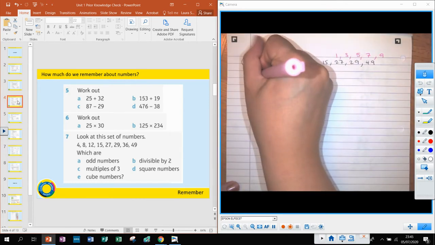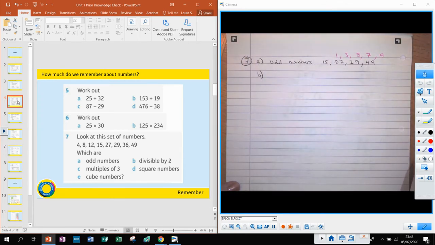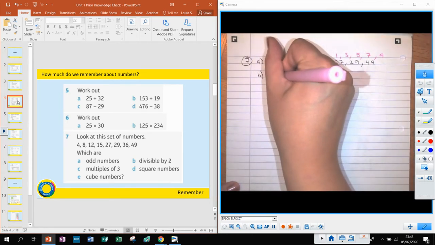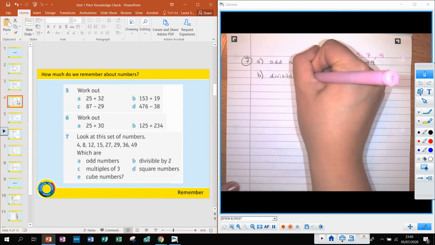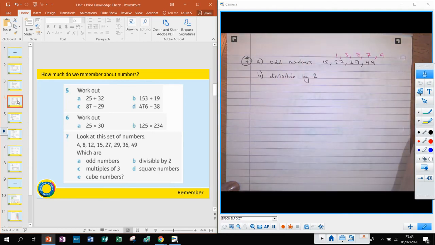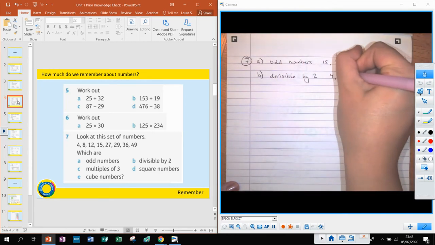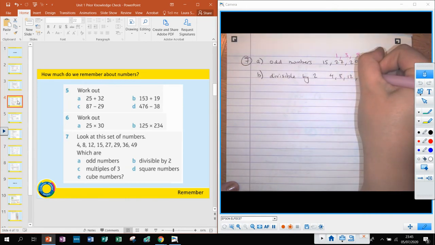Okay, so well done if you got that. Part B, divisible by 2. Well, that's the same as saying even. Okay, so for divisible by 2, we are looking for even numbers. Okay, and that's going to be our 4, 8, 12, and 36.